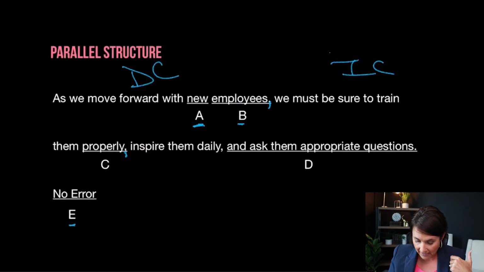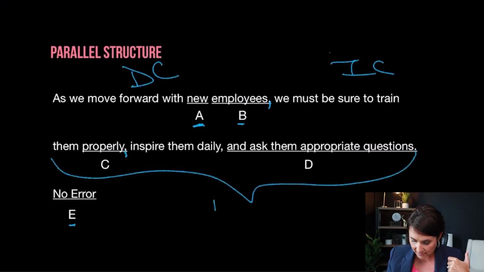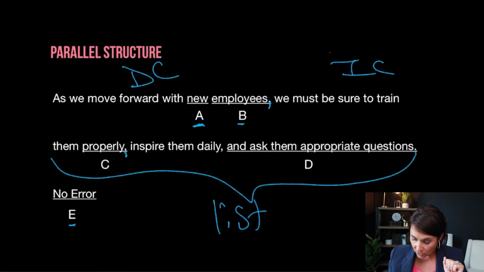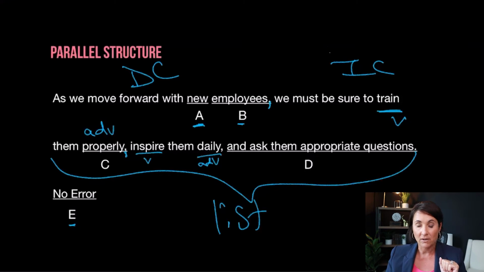Well, right now I have a list. This is a list. And when I talk about parallel structure, I'm a lot of times talking about a list. There are other ways you can use parallel structure, but on this test, it'll be done in a list. And you can see I have train, which is a verb, and then I have properly, which is an adverb, and then I have inspire them daily. Inspire is a verb, and then I have an adverb here, and then the last part of the list I have and ask them appropriate questions.